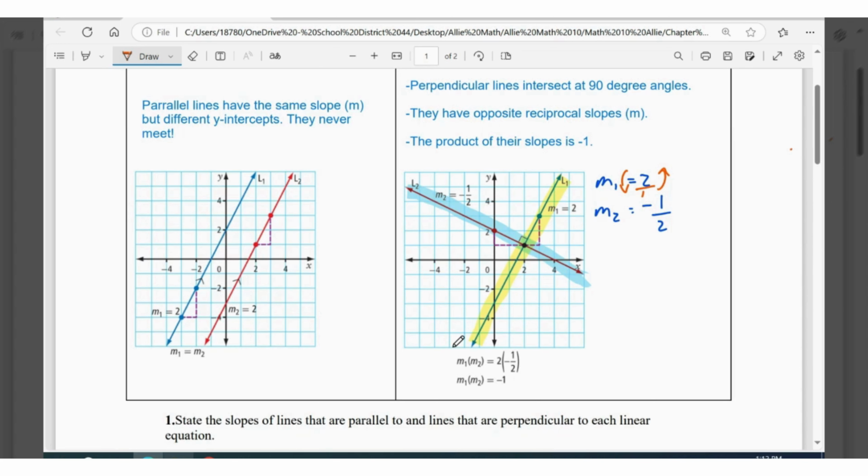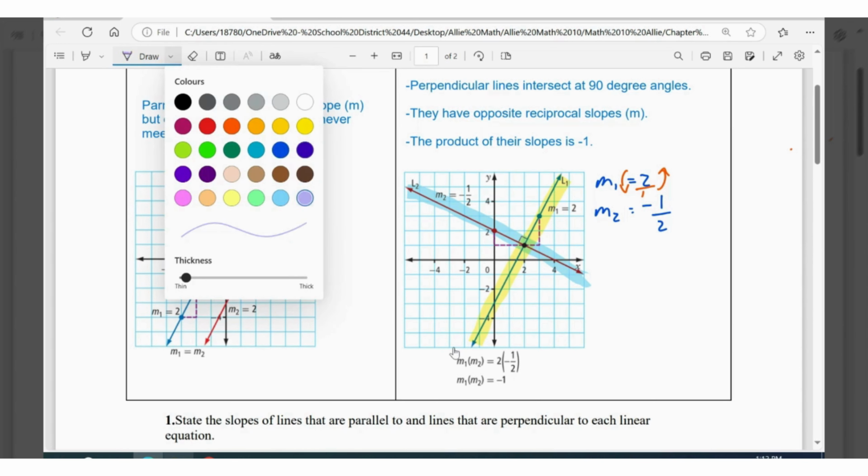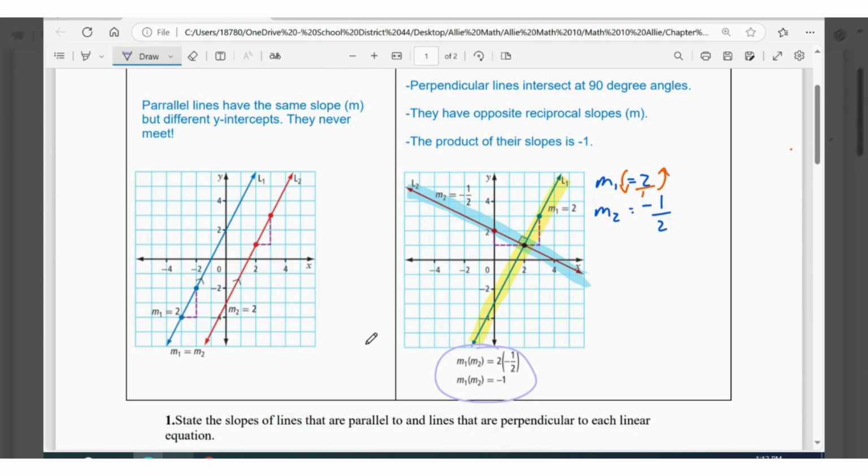So they've noted this down here at the bottom as well, that you have the opposite reciprocal. And they also noted this last part, the product of their slopes is -1. If we have 2/1 times -1/2, we would get -2/2, which equals -1. So if you multiply them, the product of our perpendicular slopes is -1. So parallel, same slope; perpendicular, opposite. So if one's positive, the other one's negative, and reciprocal, you'd flip your fraction.